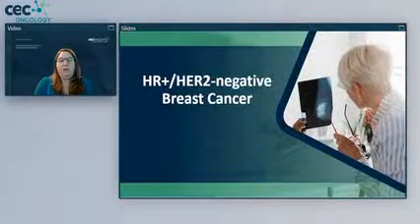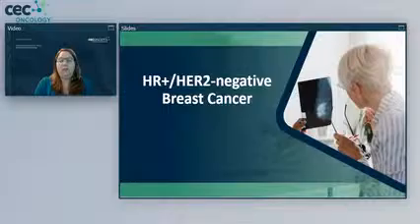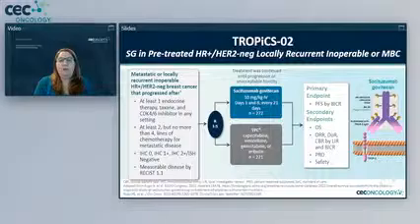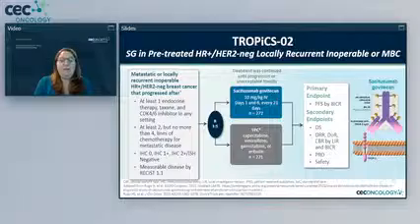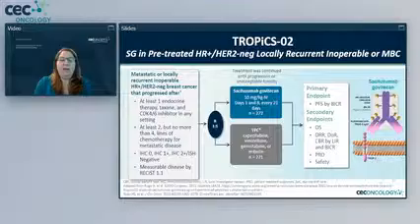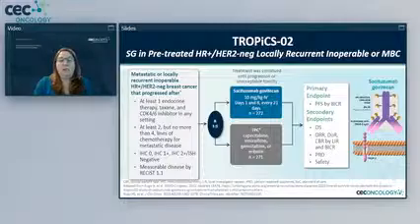All right, now we're going to talk about hormone receptor positive and HER2 negative breast cancers. The first study we're going to talk about is the TROPiC-02 study. And this is, again, SG in pre-treated patients that had hormone receptor positive, HER2 negative, locally recurrent, inoperable, or metastatic breast cancer. So these patients, to be eligible for the study, had to have at least one endocrine therapy, taxane and CDK4/6 inhibitor in any setting, at least 2 but no more than 4 lines of chemotherapy for metastatic disease, an IHC 0, IHC 1+, IHC 2+, ISH negative, and measurable disease.